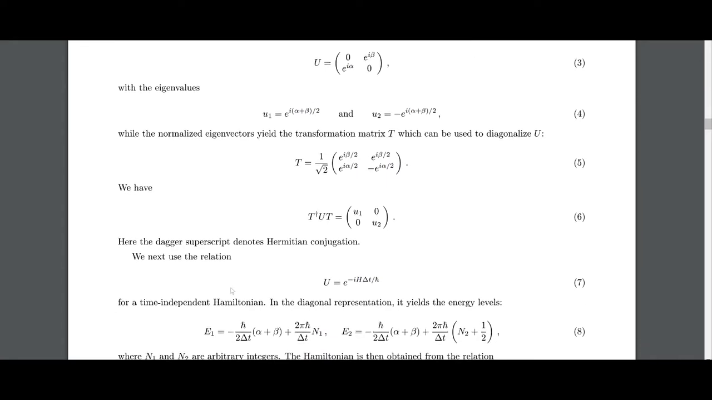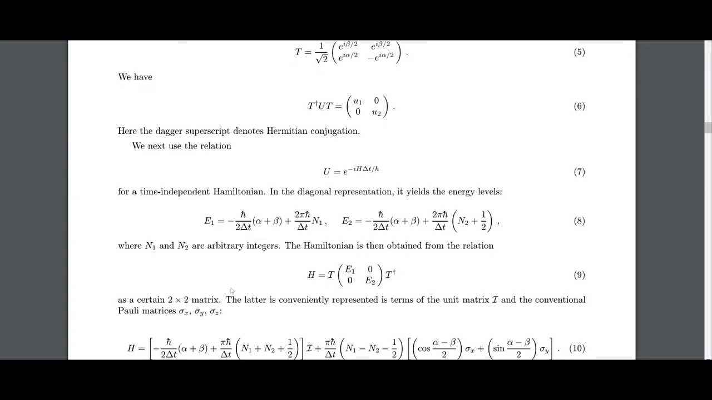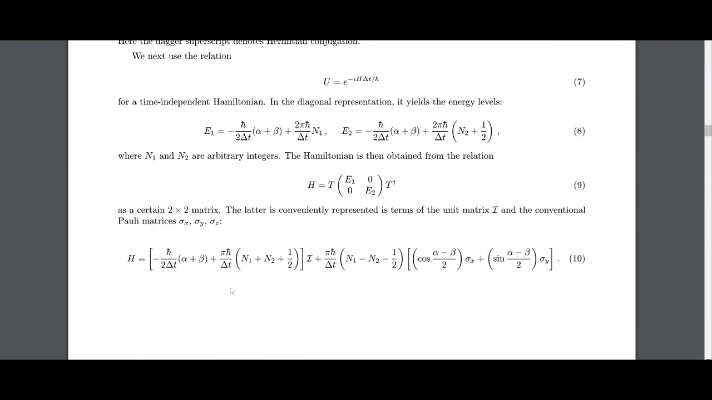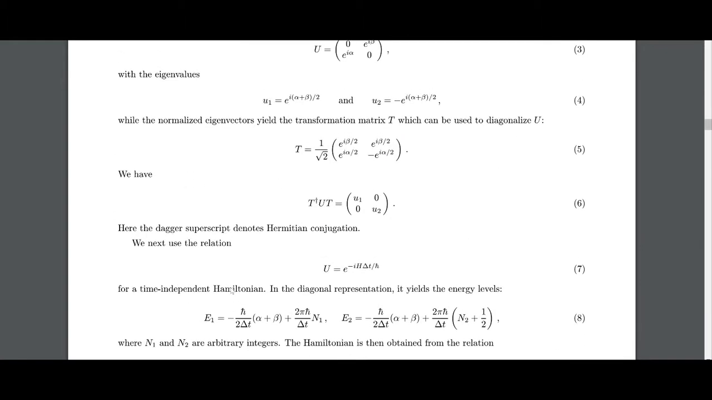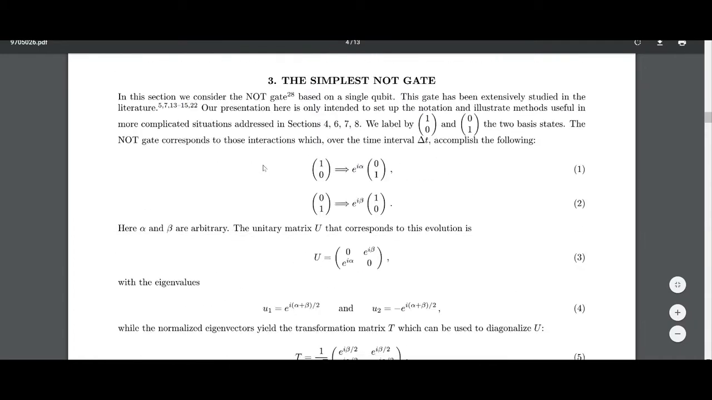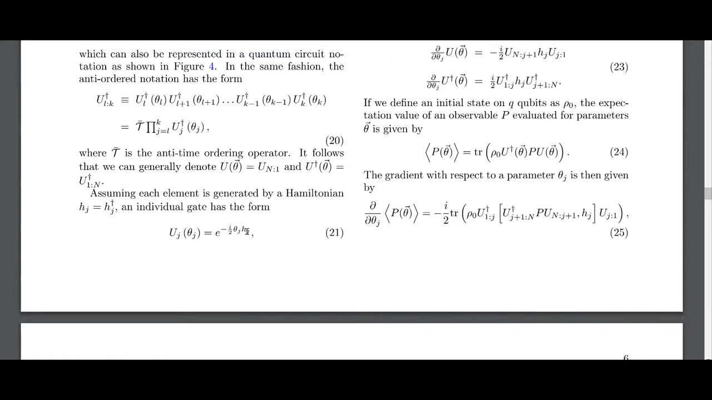For a time-independent Hamiltonian in the diagonal representation, it yields the energy levels. That's getting too much into the physics, I think. But maybe, intuitively, it's just another way of formulating a gate in terms of some kind of energy levels or something like that. Assuming each element is generated by the Hamiltonian.